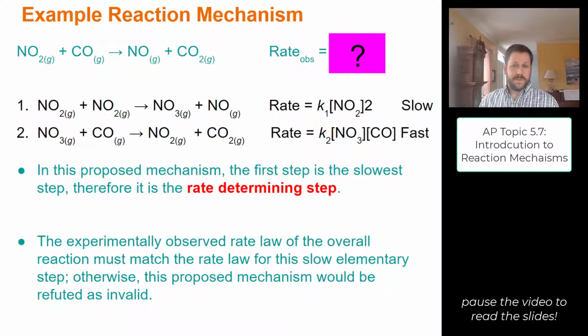That is the slow step, therefore it is the rate determining step, and the experimentally observed rate law should match the rate law for that elementary step. So we should be able to predict what we'd see in experiments. It should match the rate law of that slow step, and again, that number 2 should be a superscript.